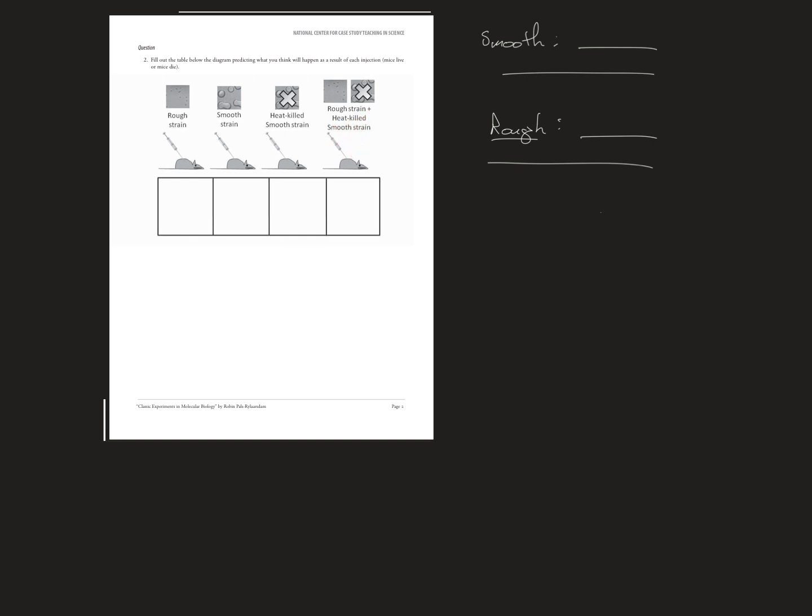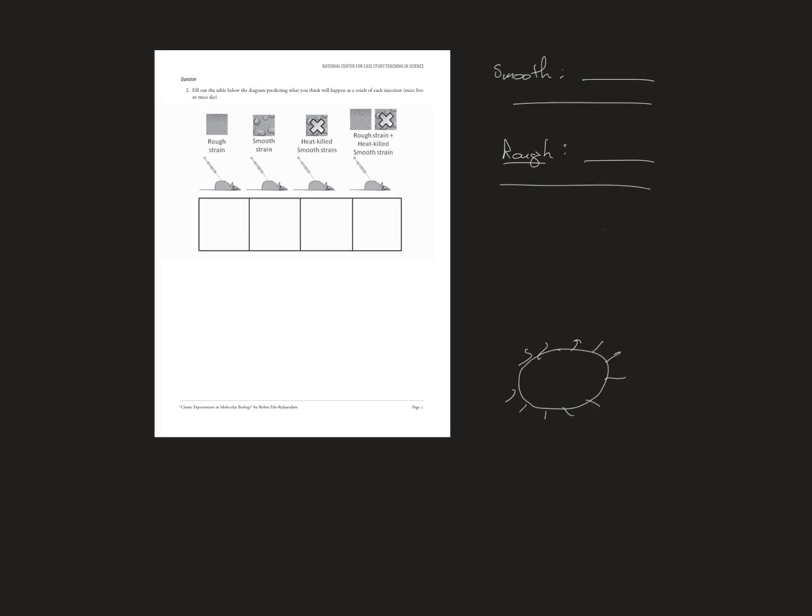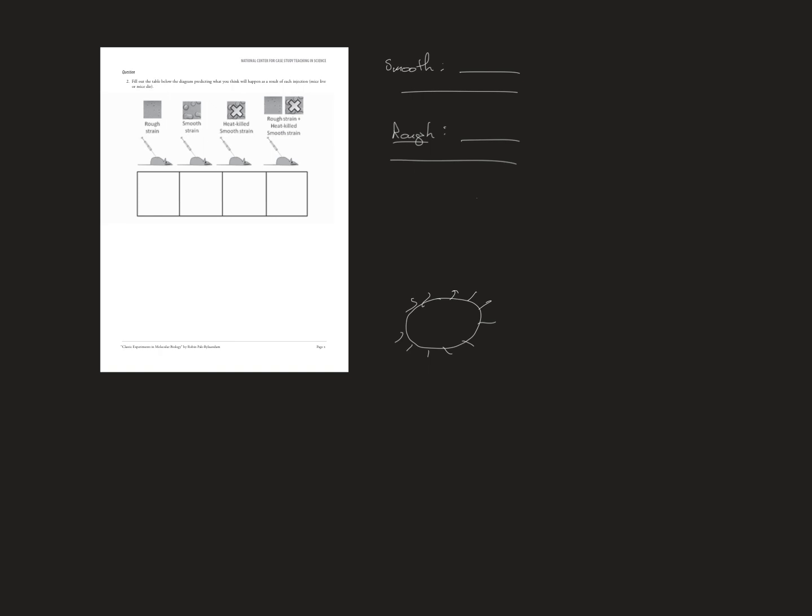So let's discuss for a minute what the background information is. The idea is you have these cells. The rough cells are rough because they have proteins on the outside of the cell. They don't have a smooth mucus coating. The smooth cells don't have the proteins visible because they have a thick layer of non-specific mucus material that surrounds them, encapsulates them, puts them in a capsule. They do have proteins, but the proteins are here on the surface.